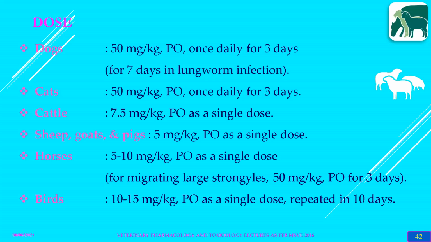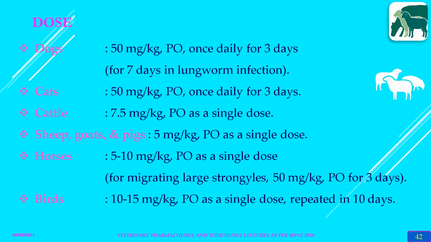The dose of benzimidazoles is normally in the range of 7.5 to 10 milligram in most animals, and only in lungworm infection does the dose need to be increased 5 times, that's 50 milligram per kg. In sheep, goats, and pigs, it is 5 milligram per kg as a single dose. In horses, 5 to 10 milligram per kg as a single dose. It is also effective against larval stages of parasites, especially migrating large strongyles, though the dose needs to be increased to 50 milligram per kg orally for 3 days.